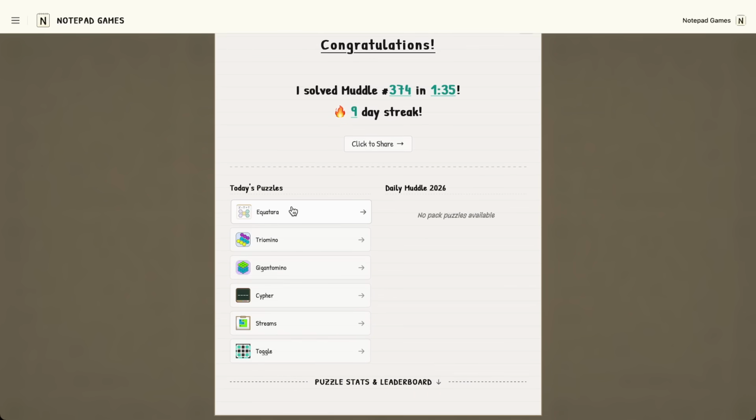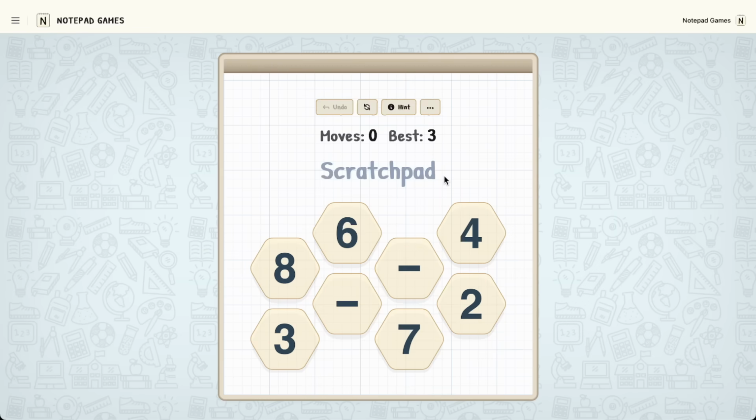I'm going to go down the line to the daily Equatara. Best of 3 moves here. So there is a possible concatenation somewhere. This would clear the grid. We wouldn't be able to reach to both sides. We could do like a 72 minus 4 to get a 68. 68 minus 68 would give us 0, but we'd be left with this 3. So that is not going to be our answer.